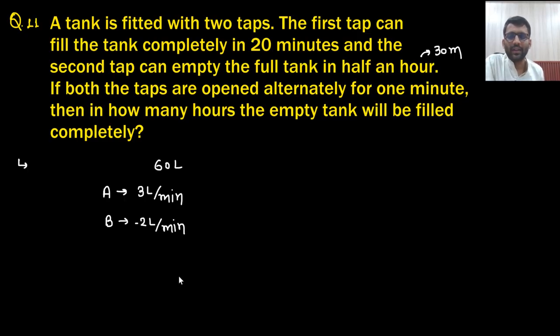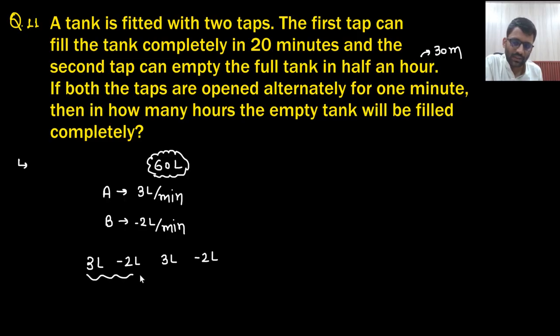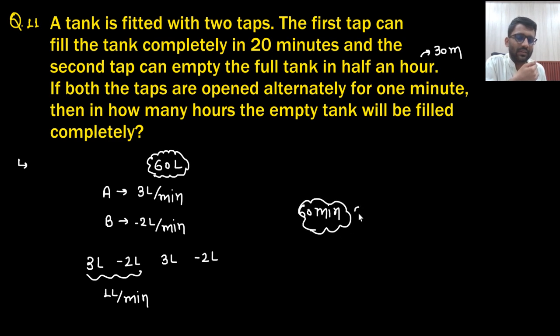If both are open alternately for 1 minute, then how long, how many hours will it take for the empty tank to be filled completely? Okay, so we have to fill 60 liter. First minute you will get 3 liter, then minus 2 liter, then again 3 liter, then again minus 2 liter. So let's see, 1 liter per minute. So 1 liter per minute we are getting. So should our answer be 60 minutes?